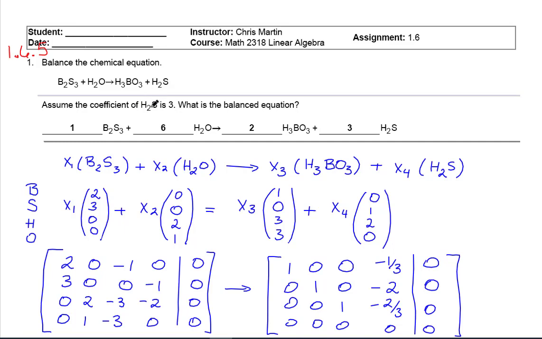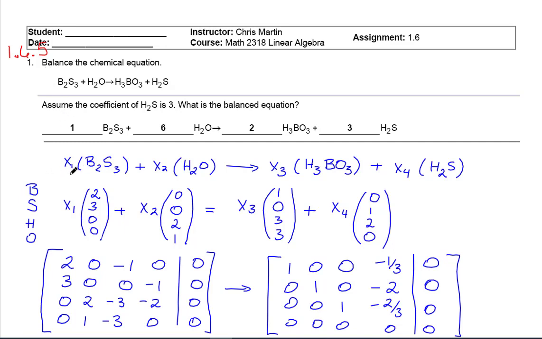What that means is, for example, here I've got B2, two B's on one side and only one on the other. I have an S, three of them on this side, one of them on this side. I've got the hydrogens, two of them, one oxygen. So I want to balance it so I have the same number on both sides.